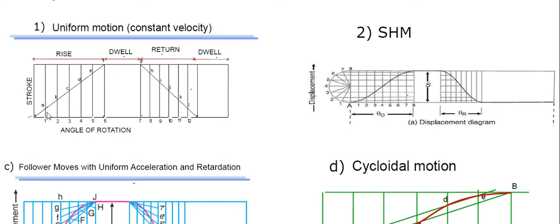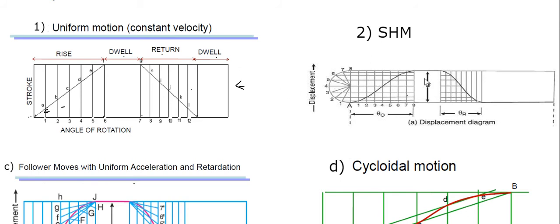Then if you know these lengths, 1a, 1b, 1c, 4a, 4d, these lengths are needed to draw the cam profile. You will see it later, but just to make you understand, this is the diagram for uniform motion or constant velocity. Then simple harmonic motion.